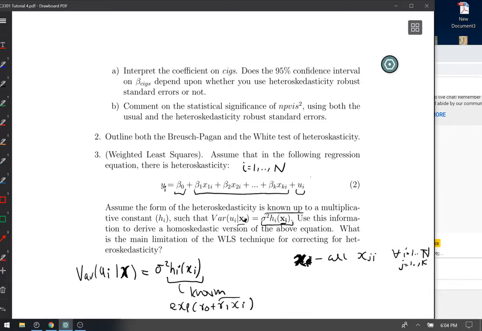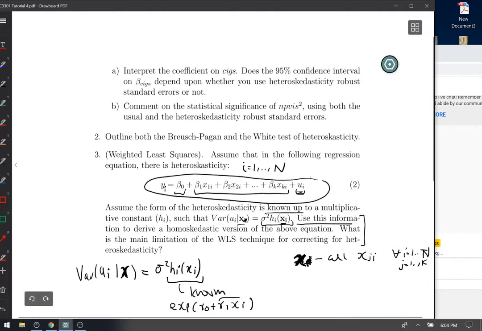Let's use this information to derive a homoscedastic version of the above equation. What is the main limitation of the WLS technique for correcting? In essence, it's saying how can we transform this regression such that the Gauss-Markov Theorem holds? Or in essence, how do we do weighted least squares? It's a little bit unclear. It's asking you to come up with a method which will allow us to derive efficient estimation when applying least squares to this regression problem. Then it's asking what is the main limitation of this WLS technique for correcting for heteroscedasticity.